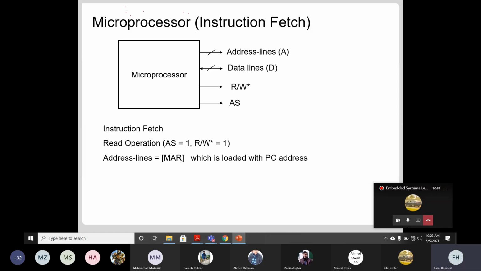Okay, what will be the address lines? The address lines will be loaded with the contents of what? MAR. What is MAR? Memory address register. And this memory address register will be loaded with which address? The program counter address. I told you this before. Do you understand or not? Yes sir.